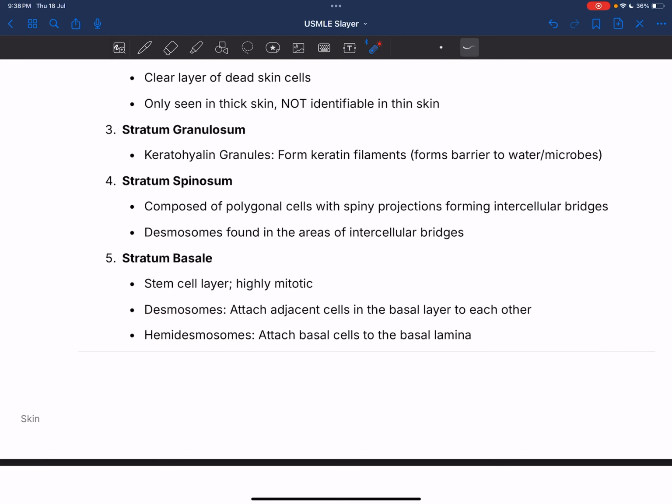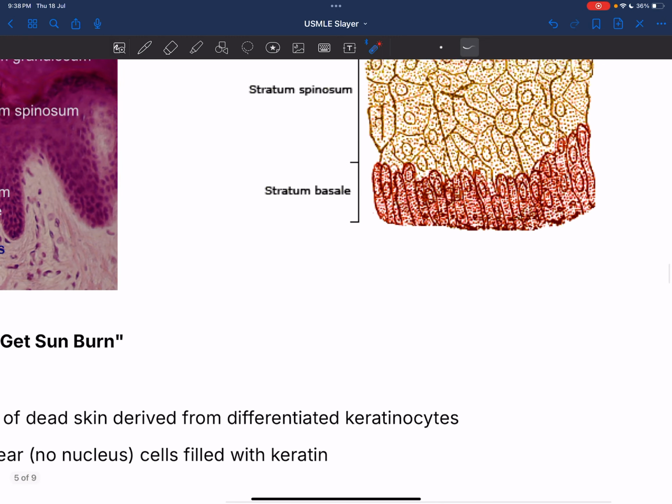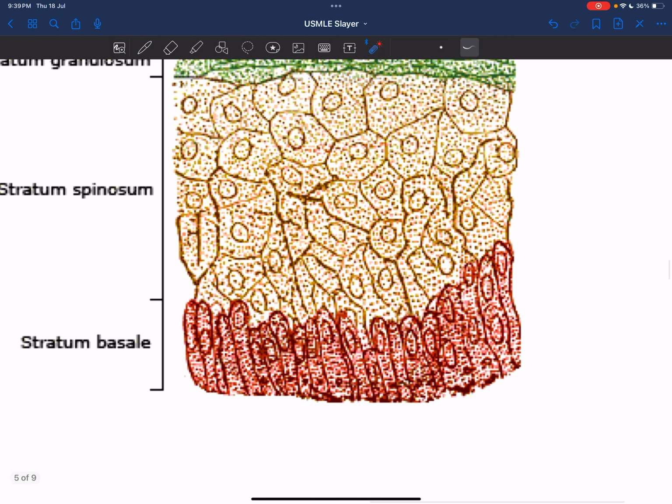I know this might be confusing, so let's get back to the pictures. Hemidesmosomes basically attach the basal layer with the cells above it. Here's the hemidesmosomes doing their job, attaching the cells to the basal layer. All right, and we have desmosomes.